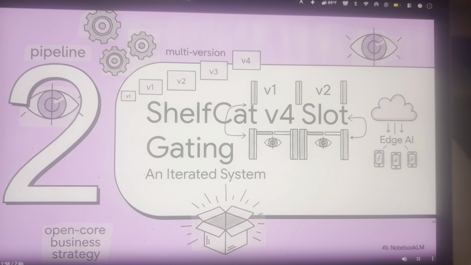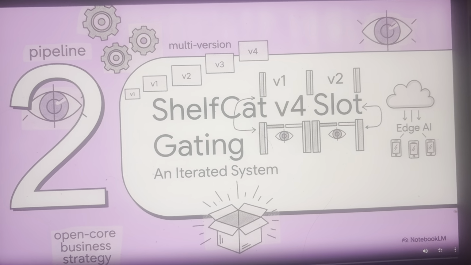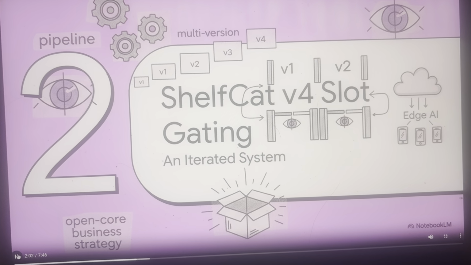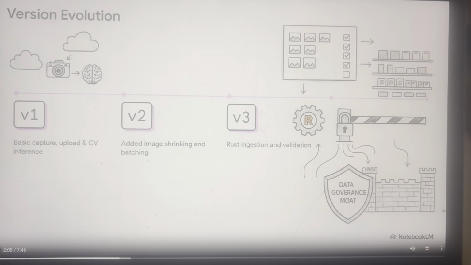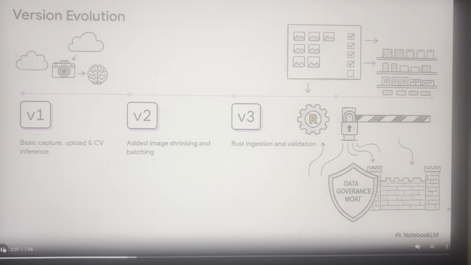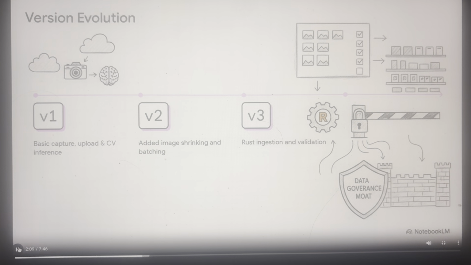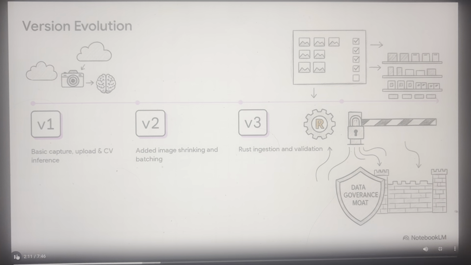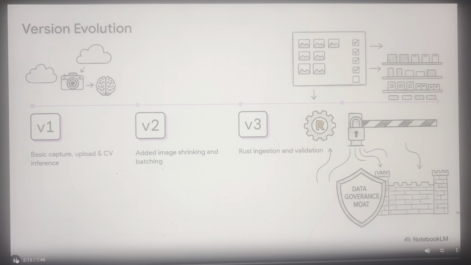Moving into part two, ShelfCat v4 slot gating, an iterated production-grade system. Now, ShelfCat didn't just appear out of nowhere. It's not some weekend prototype. It is a multi-version, battle-tested computer vision pipeline. Looking at its evolution is actually really fascinating.